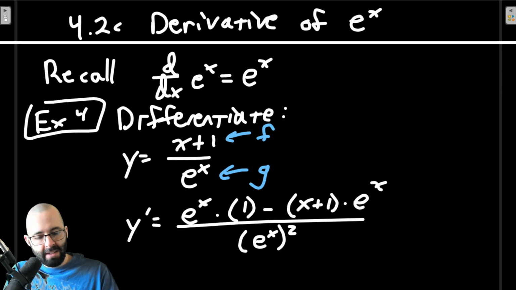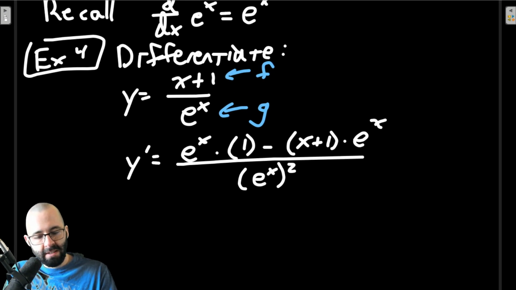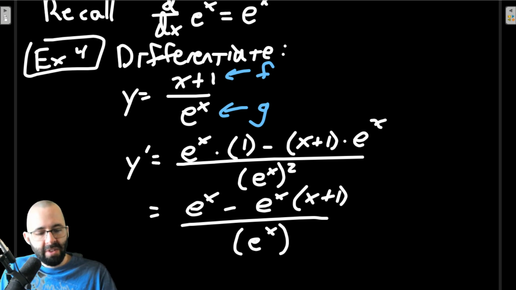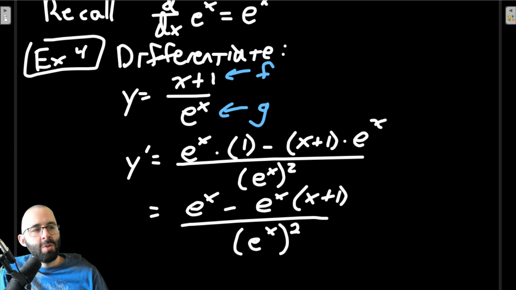And now we get some kind of nice things right here when we simplify. Look at this. E to the x times 1. That's just e to the x. Minus e to the x times this other thing, plus 1. In the bottom, we could write that as e to the 2x if we wanted to. I'm going to leave it how it is, because we get some nice simplification here, right? That numerator factors. We can factor out an e to the x from the numerator and an e to the x from the denominator, and we'll get some cancellation.